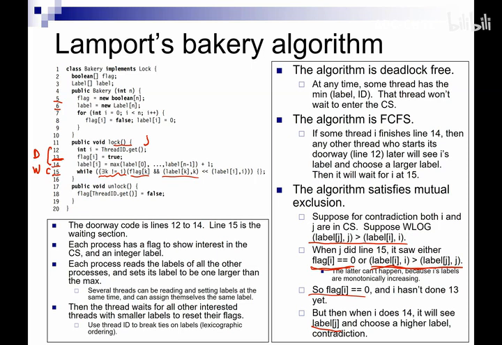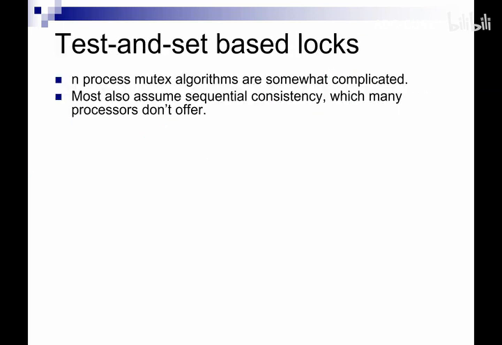So that shows that this algorithm satisfies mutual exclusion, and because it's first come, first serve, it's also wait free. If it's wait free, it's definitely deadlock free also. Those are the algorithms we're going to look at based only on read and write operations.